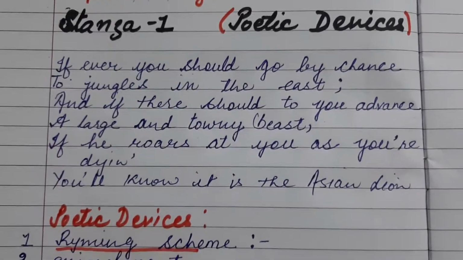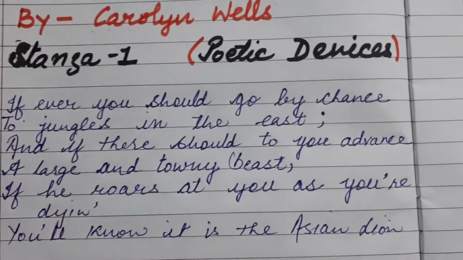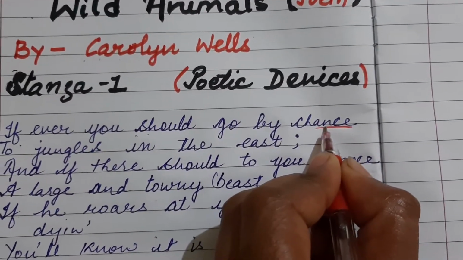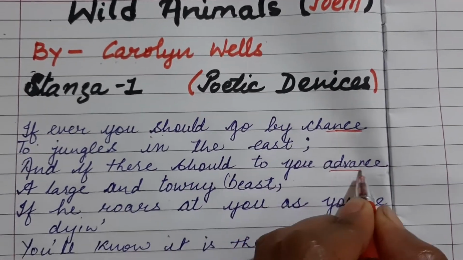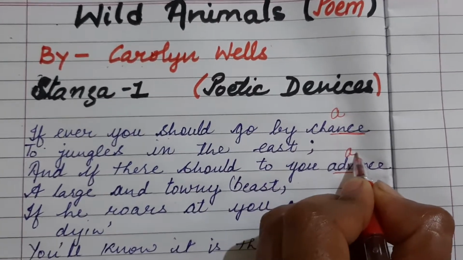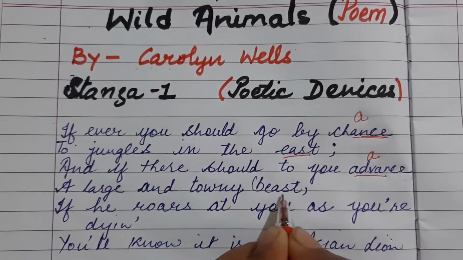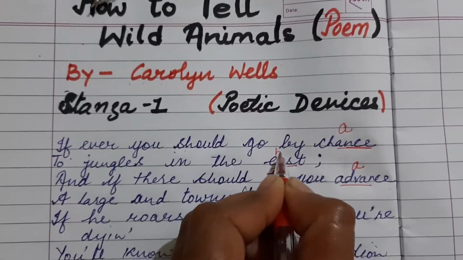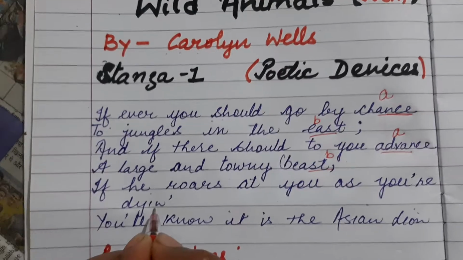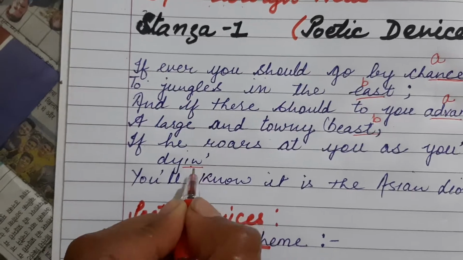First of all, we will discuss the rhyming scheme used in this stanza, right? So students, let's see. The last word in the first line is chance, and it is rhyming with advance. So we'll write here A. In the second line, the last word is east, and it is rhyming with the word beast. So we will write B and B here. Now coming towards the next line, the last word is dine.